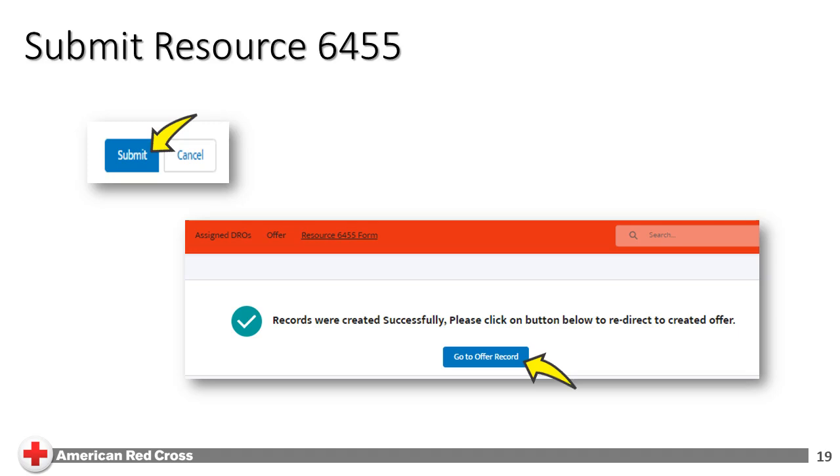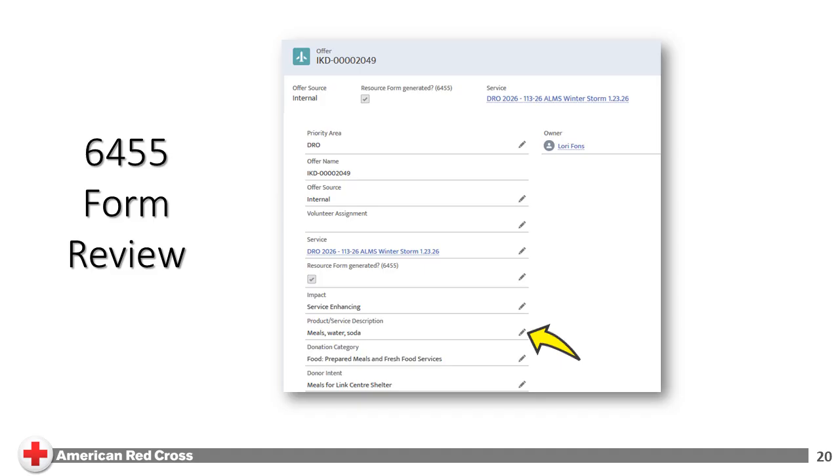Now that all the information is entered, submit the form to create the 6455. Click Submit. Then click Go to Offer Record. After Go to Offer Record is clicked, the details you entered for the 6455 form will be visible. You are now able to review and edit if necessary. Review the entry and edit any fields that need to be edited by clicking on the pencil icons. You can log back in and return to an entry at a later date if you need to correct or add additional details.